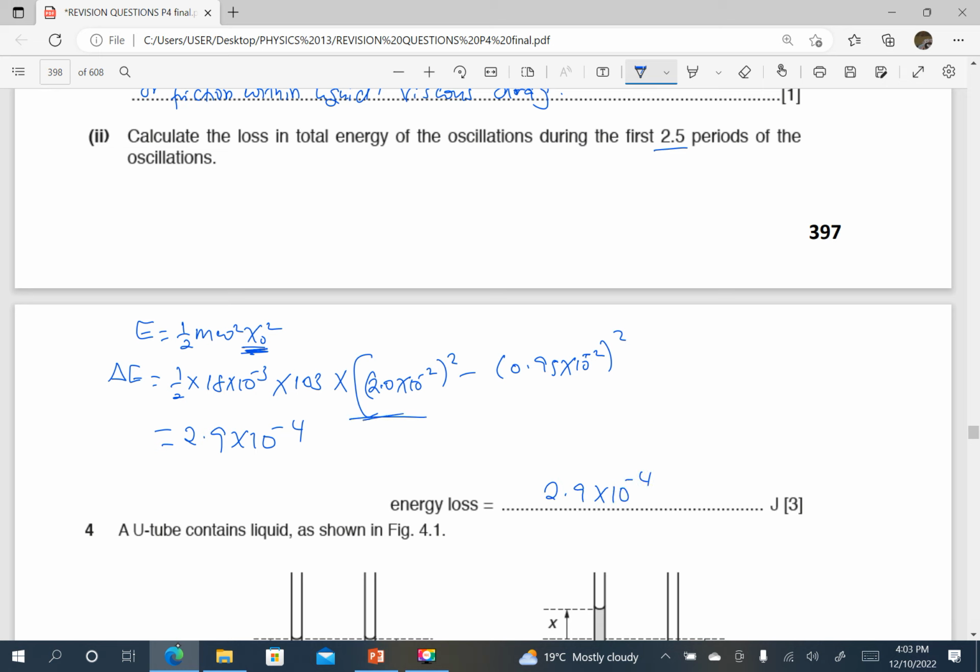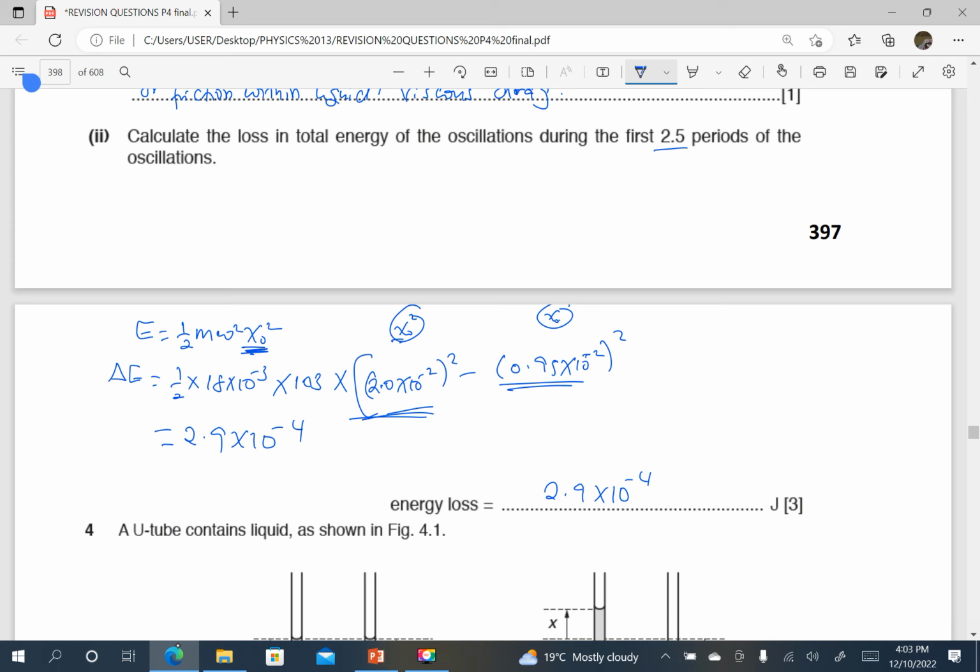So this was the initial value of x naught, and this was the value of x naught after 2.5 oscillations. But remember, x naught individually is squared. We don't subtract before we square. We square each of them. Or find the energy using x naught at 2.0 first. Repeat the same for x naught equals 0.95. Then subtract and see what you get.